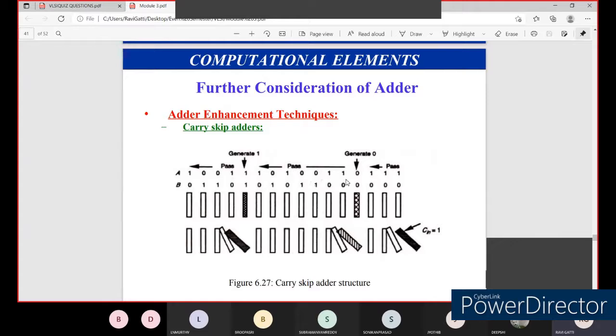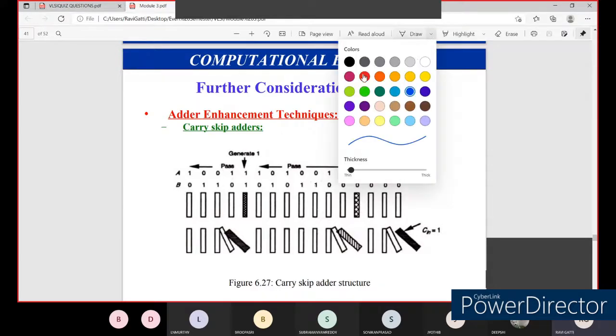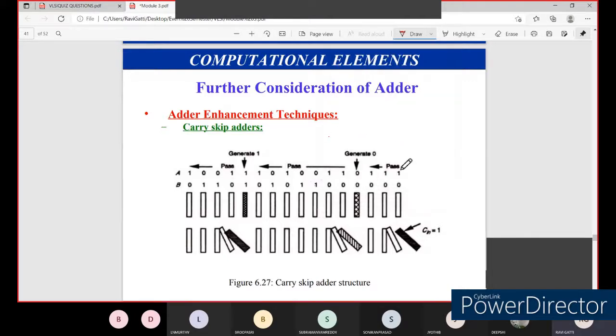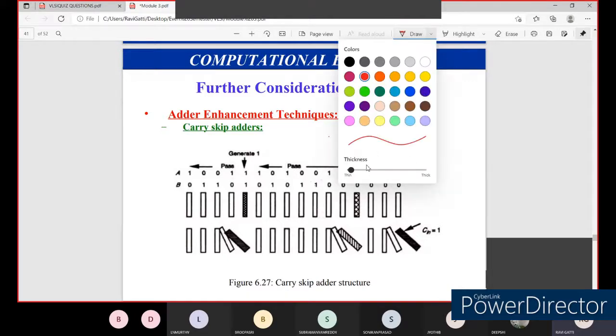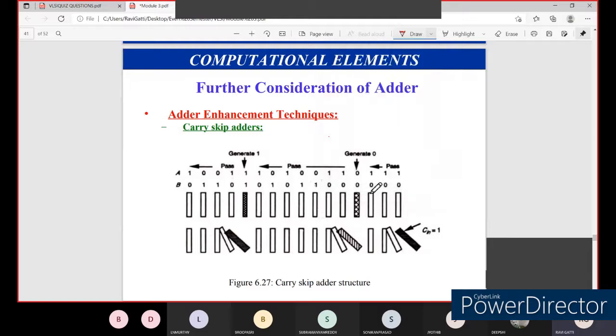So we are propagating these 3 values, and after that we are skipping the chain. You can see here we are skipping the chain. It means the carry has been propagated for the first consecutive 3 passes, and after that it has been shifted, the pass has been stopped over here.